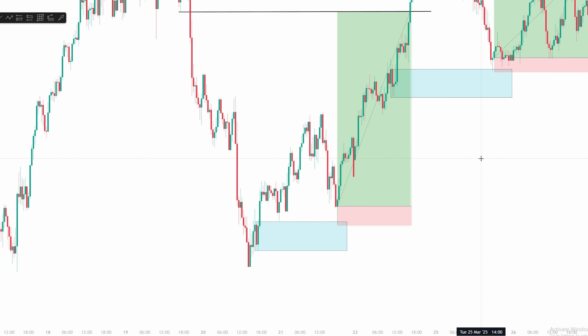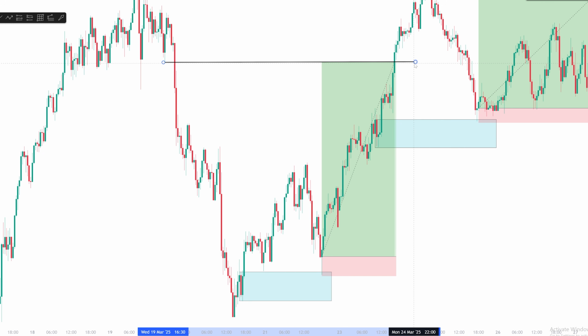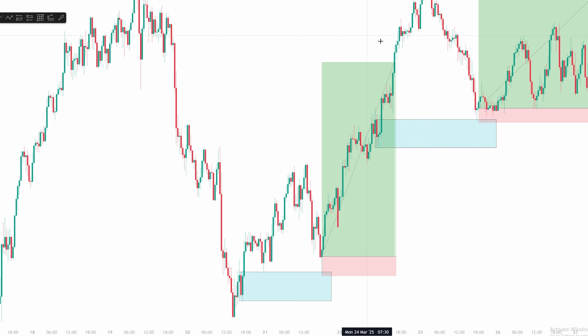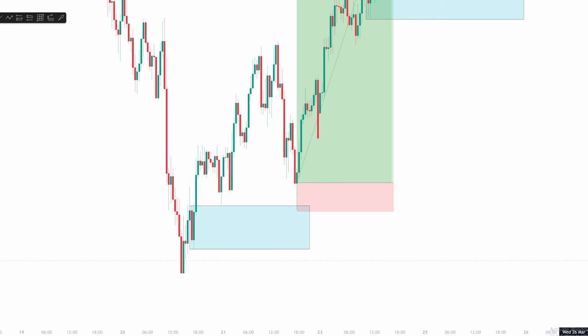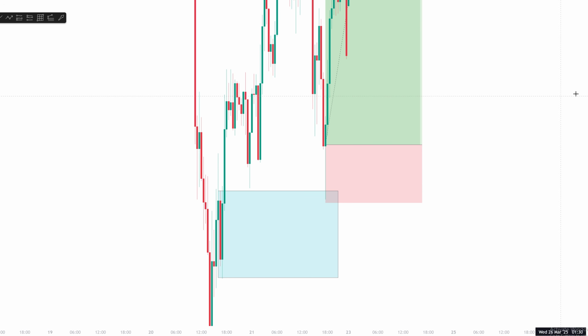A flip entry. If you don't know how these entry models work, you can go watch my other videos about that. But what makes this trade A plus? Well, first of all, your liquidity is insane. Look how clean this is.